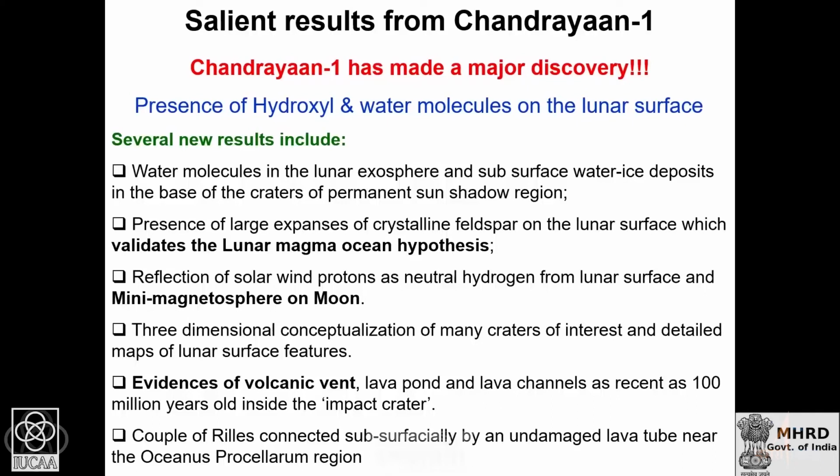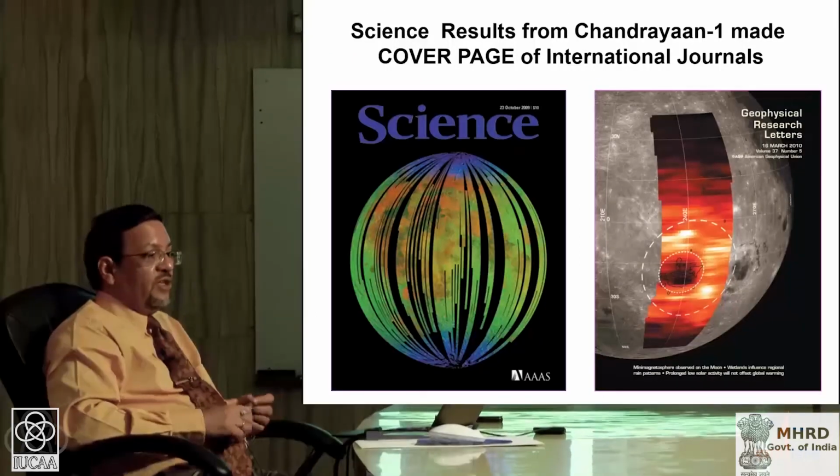In addition to this, it has informed us about the validation of the magma hypothesis, discovery of a mini magnetosphere on the Moon, very recent volcanic activities as young as 100 million years, and we have also found a couple of Rilles which are essentially undamaged lava tubes, which can actually be used for human habitat once human landing starts as a continuous program on the surface of the Moon. Many results have come out from this Chandrayaan I mission, which are reported in more than 150 publications, and some of them have actually formed the cover pages of scientific journals.